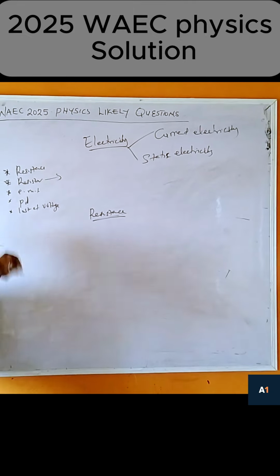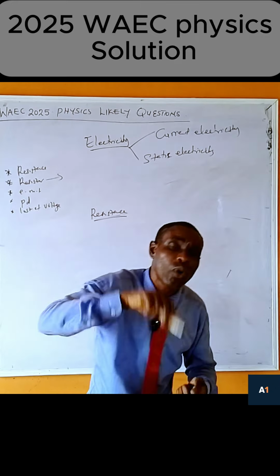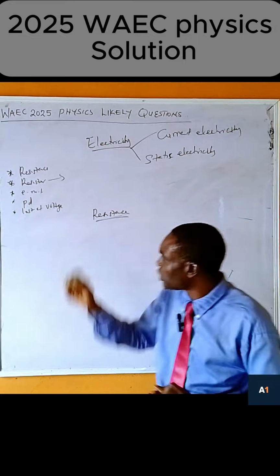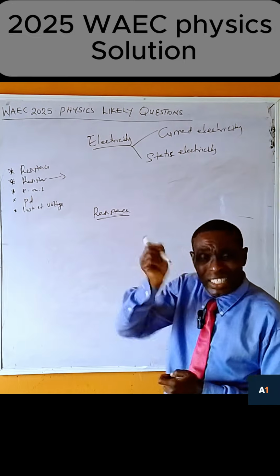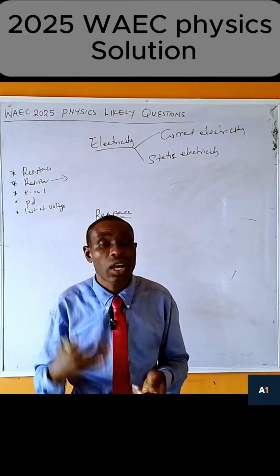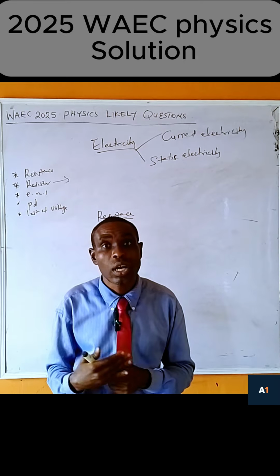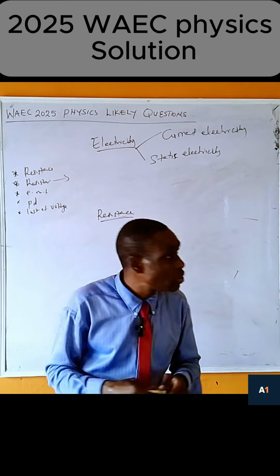Now, what is a resistor? A resistor is the device that resists the flow of electric current. It is not a process, it's a device. That device that resists the flow of electric current is called a resistor. I did not bring one, but I can show you what a resistor is.